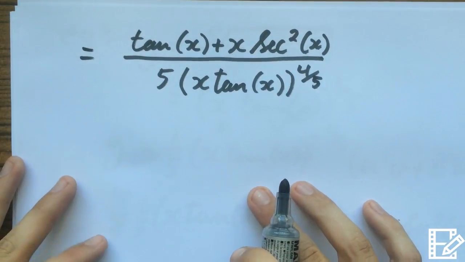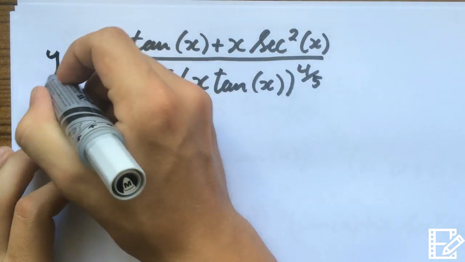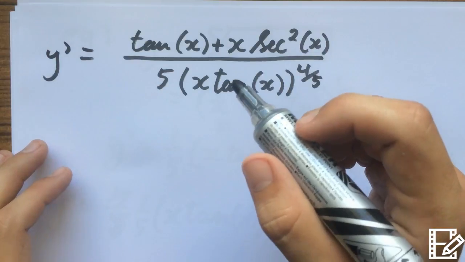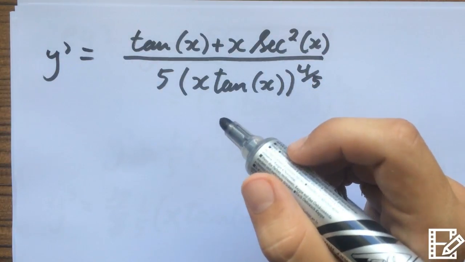I'm going to leave it like this. This looks simplified enough to me. And that there is the derivative of the fifth root of x multiplied by tan x.